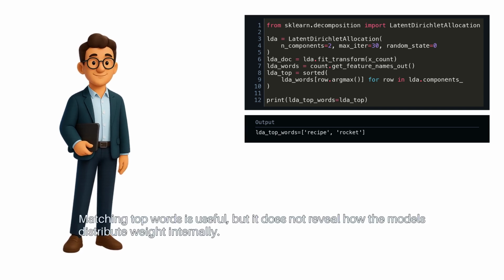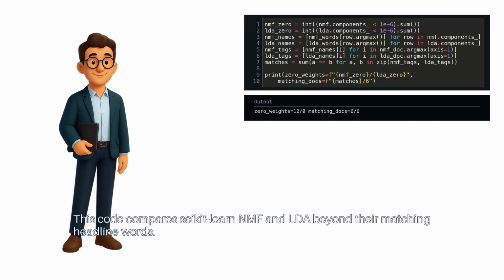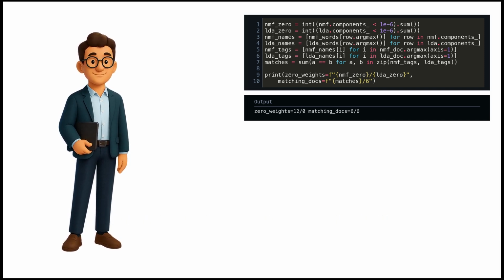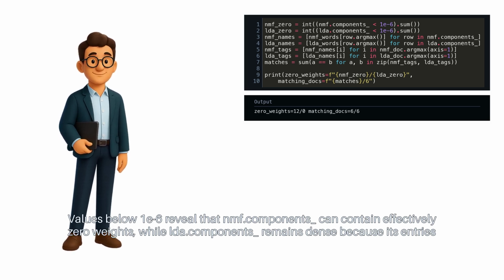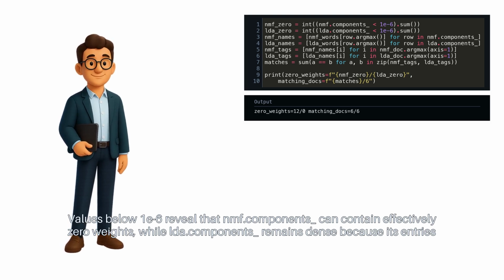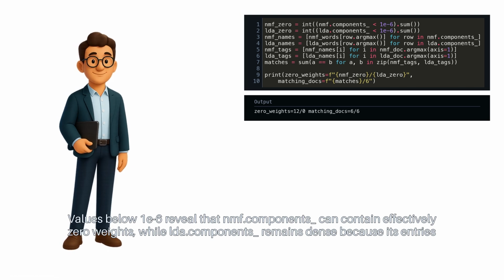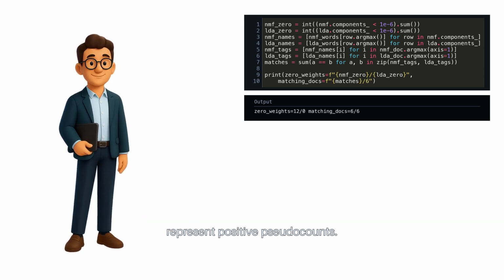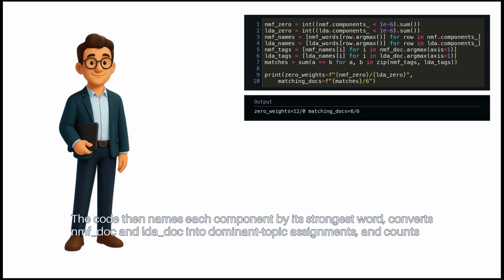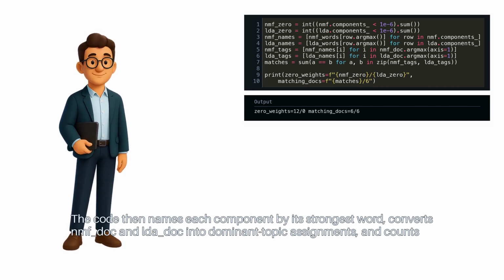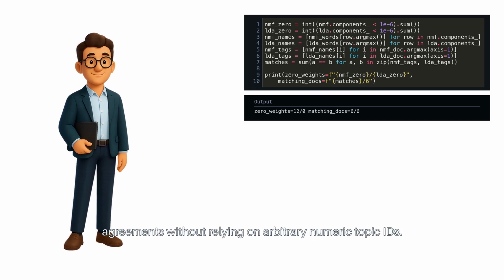Matching top words is useful, but it does not reveal how the models distribute weight internally. This code compares scikit-learn NMF and LDA beyond their matching headline words. Values below 1e-6 reveal that nmf.components_ can contain effectively 0 weights, while lda.components_ remains dense because its entries represent positive pseudocounts. The code then names each component by its strongest word, converts nmf_doc and lda_doc into dominant topic assignments, and counts agreements without relying on arbitrary numeric topic IDs.